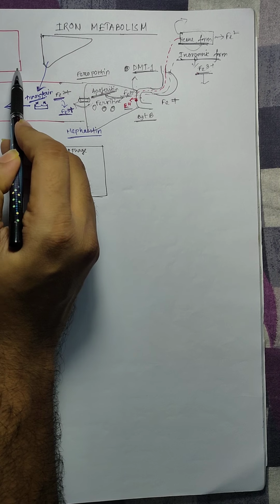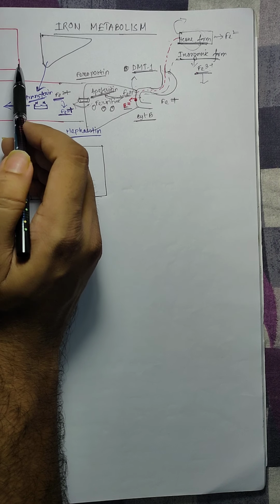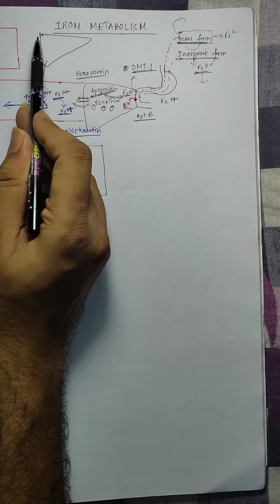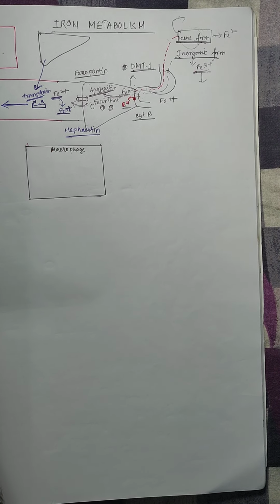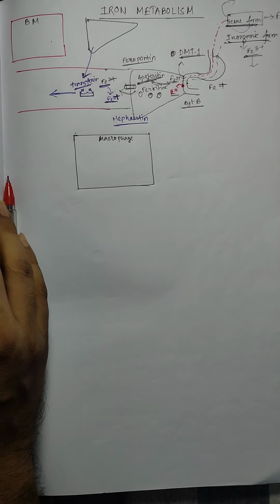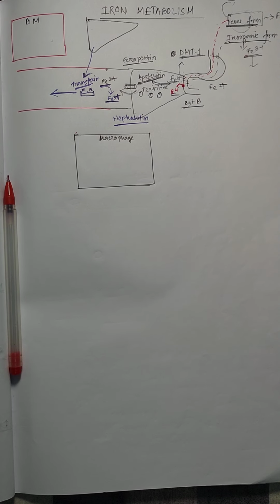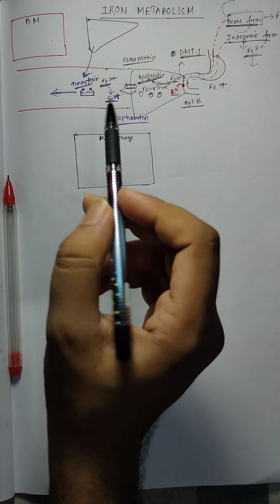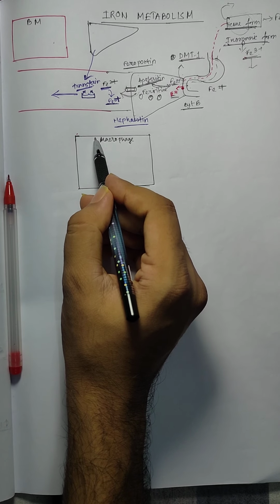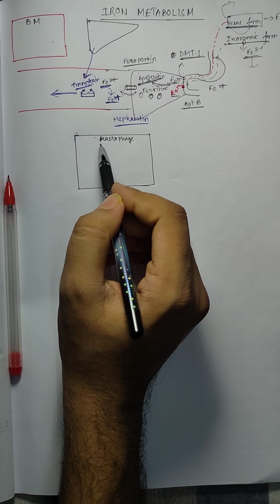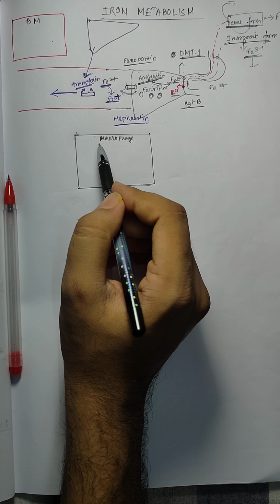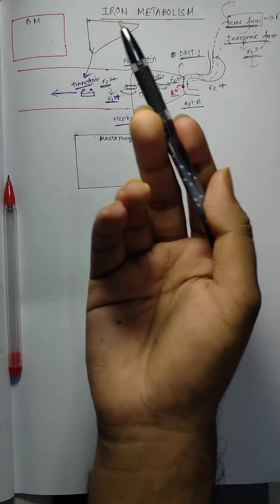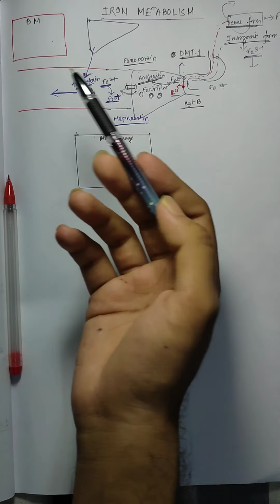One is the bone marrow, where it is needed for RBC production. Another one is the liver, where it is stored mainly, and it may be stored in the macrophage. You should know that the macrophage is the ultimate place where the iron is stored in our body. That macrophage may be found in the bone marrow, liver, spleen, anywhere.